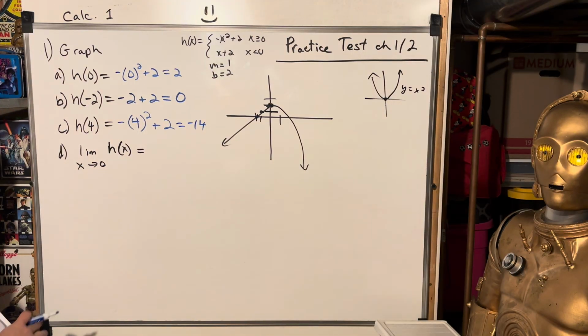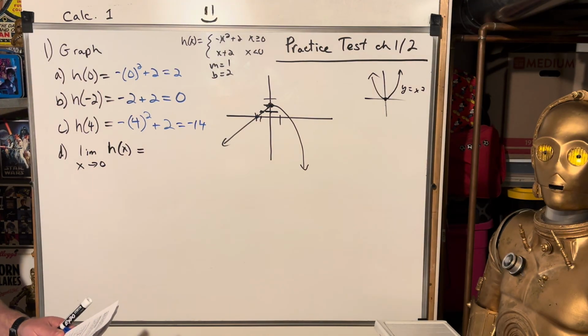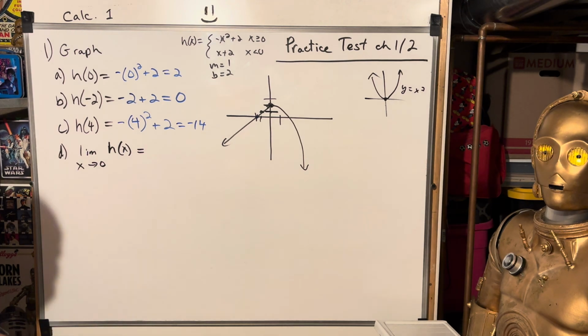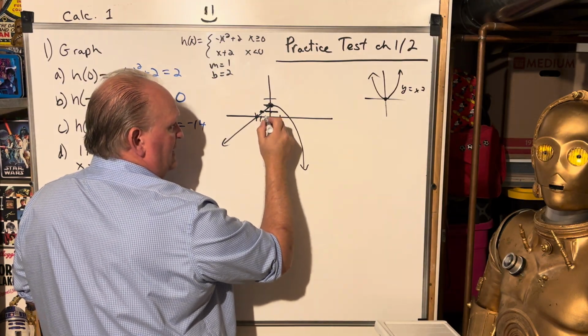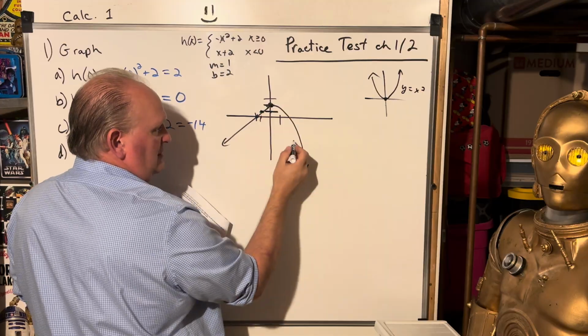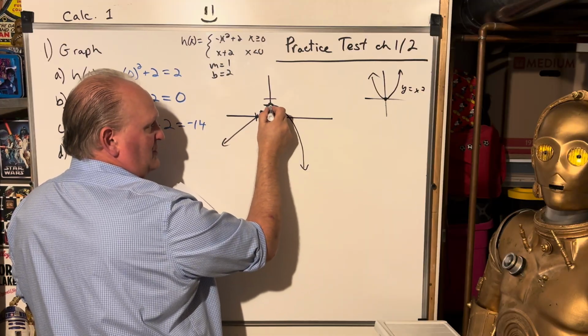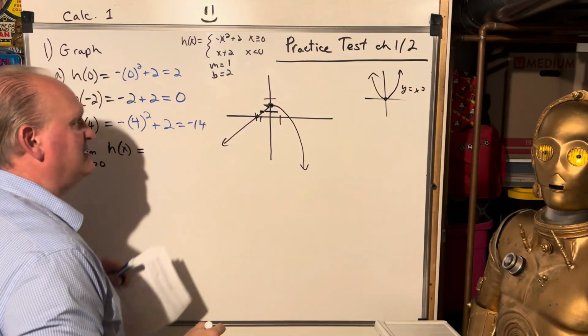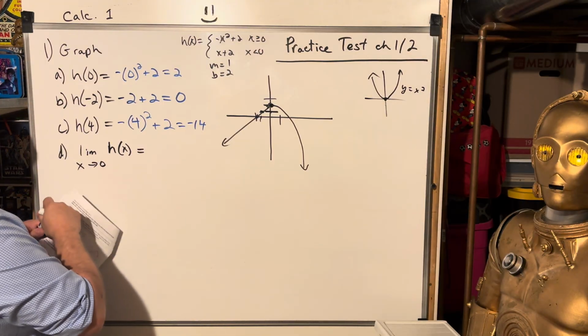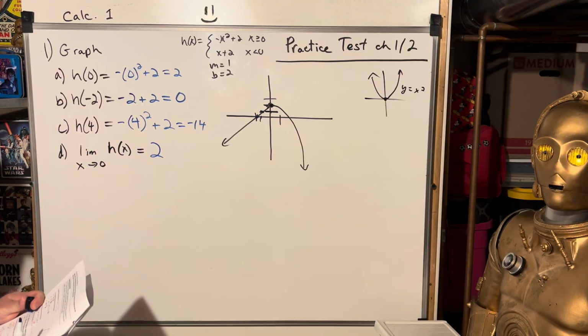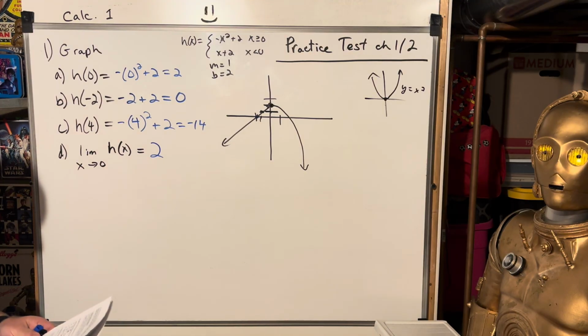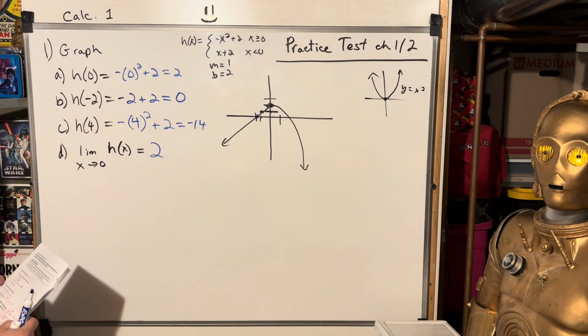And then they want us to check the limit as x approaches 0. So we could do this off of the graph. As I'm going from the left side, we're approaching 2. If I'm going from the right-hand side, it also approaches 2. So they have a continuous graph there. So that's going to be 2, the limit as x approaches 0 of h of x. All right, so that's pretty quick.